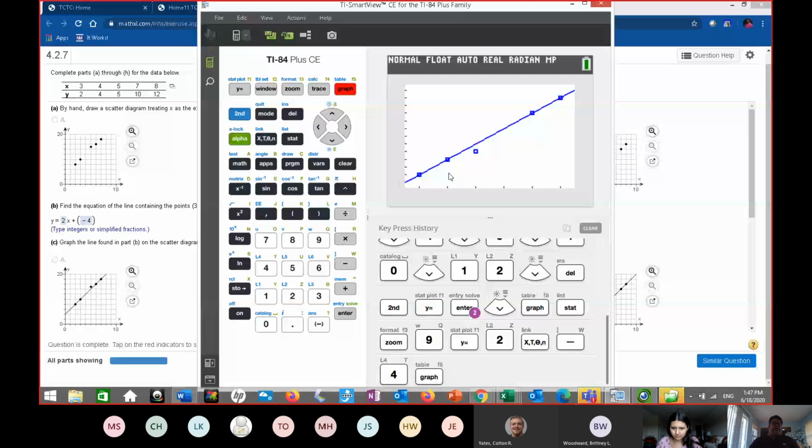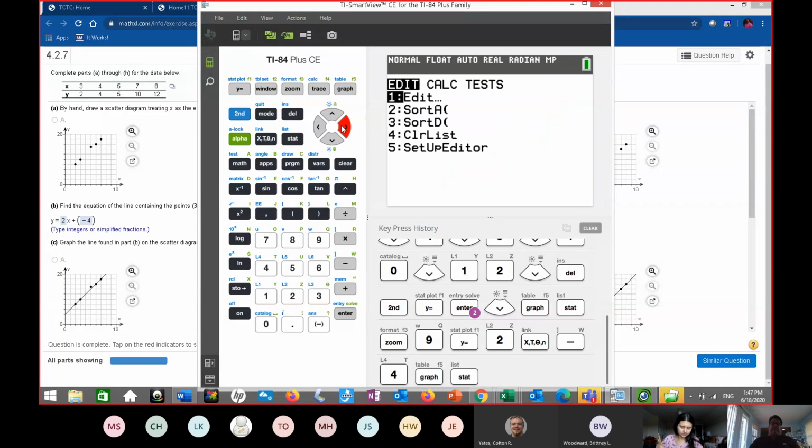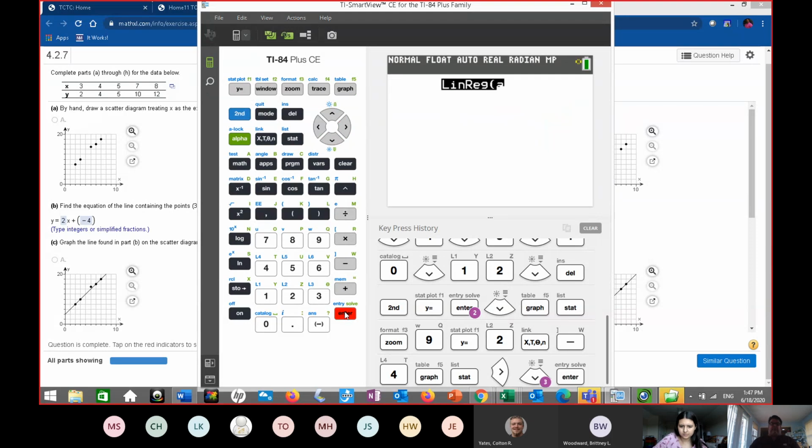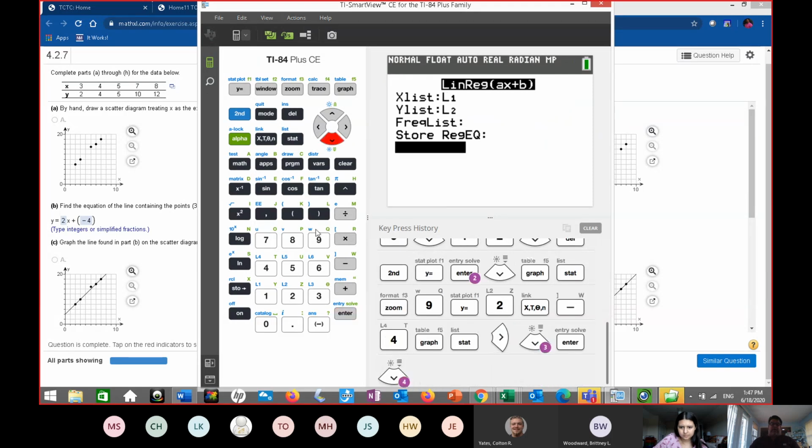And then they're going to tell you to go through and put in the numbers and find the best fit. So here we go. We're going to find it now. We're going to hit Stat, Calculate, Linear Regression. There it is right there. And it's going to go to L1 and L2, and all you have to do is hit what? Calculate.